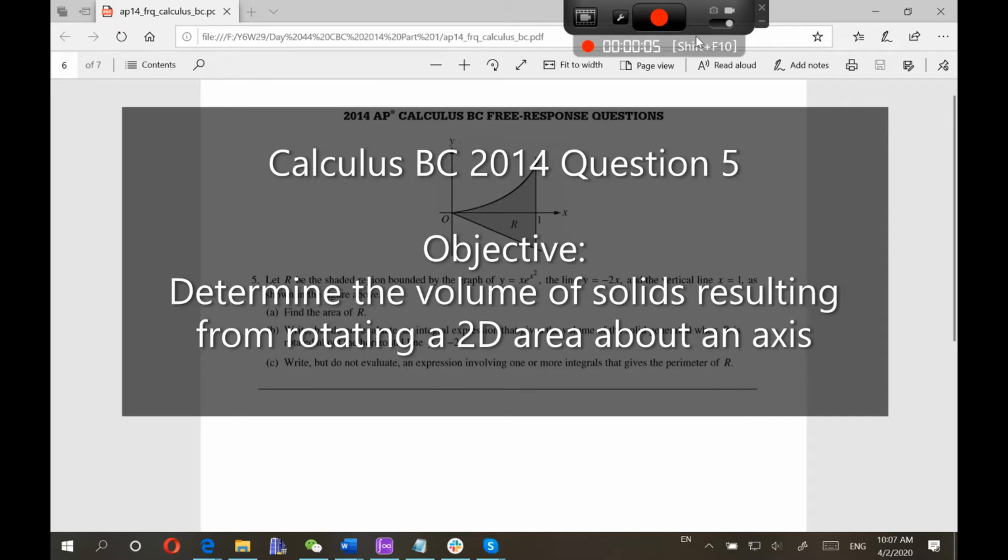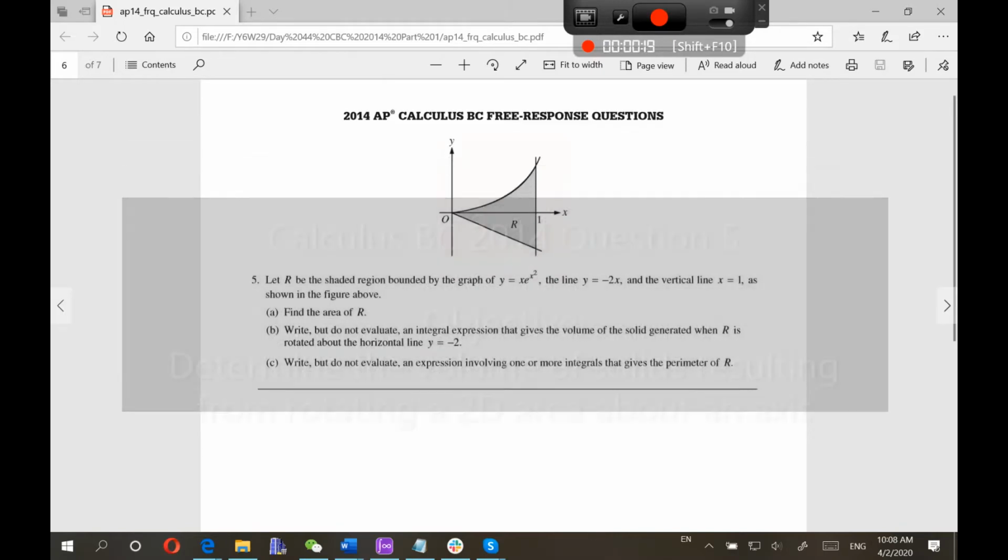So I'm going to jump right into things for the free response. We're on 2014 part 2, I believe. So we're going to be doing area and volume today. Objectives will be to find the area between two curves and use disk and shell method to create volumes of rotation.